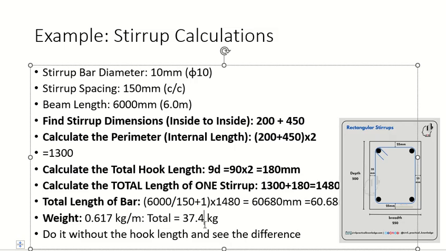So with the hooks we are getting this much. How much weight will we get if you don't consider the hooks? And what will be the change in terms of percentage? I'm asking you to do it.